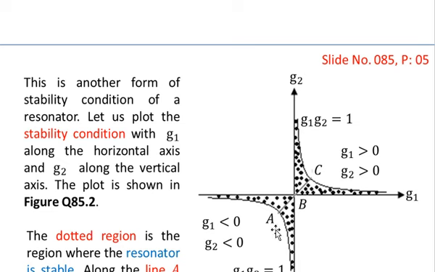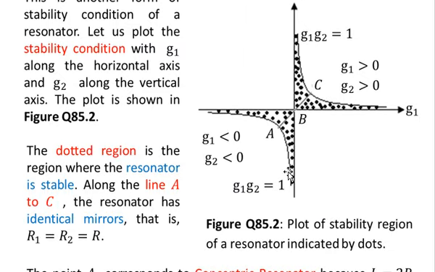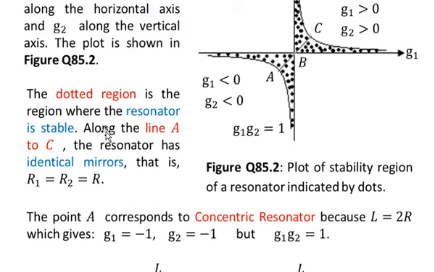And if you get any point on these solid curves represented by G1, G2 is equal to 1, both passing through the point C in the first quadrant or the point A in the third quadrant, then you see that the stability will be declared as marginal. But if the points correspond to the solid points represented by black dots, then of course the resonator will be stable. The dotted region is the region where the resonator is stable.